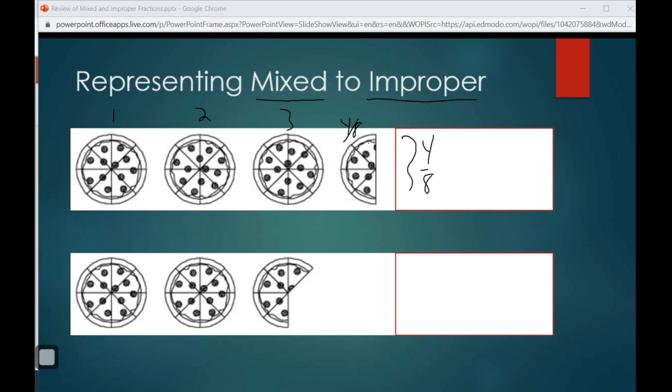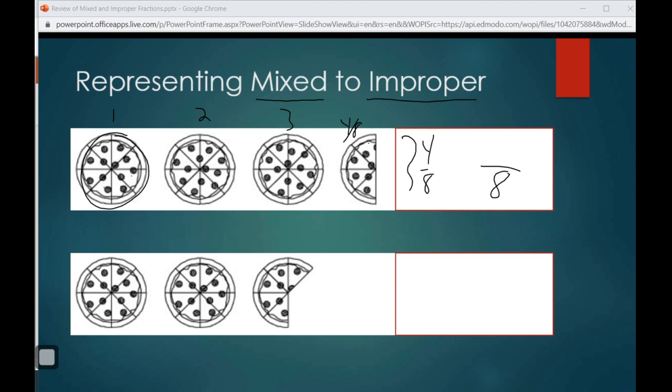As an improper fraction, you would count the total number of pieces that you have, all of them, and then you put that over how many pieces make up a whole. So let's start with the denominator. That's the bottom number. So we're going to count 1, 2, 3, 4, 5, 6, 7, 8. So we have 8 slices make up an entire pizza.